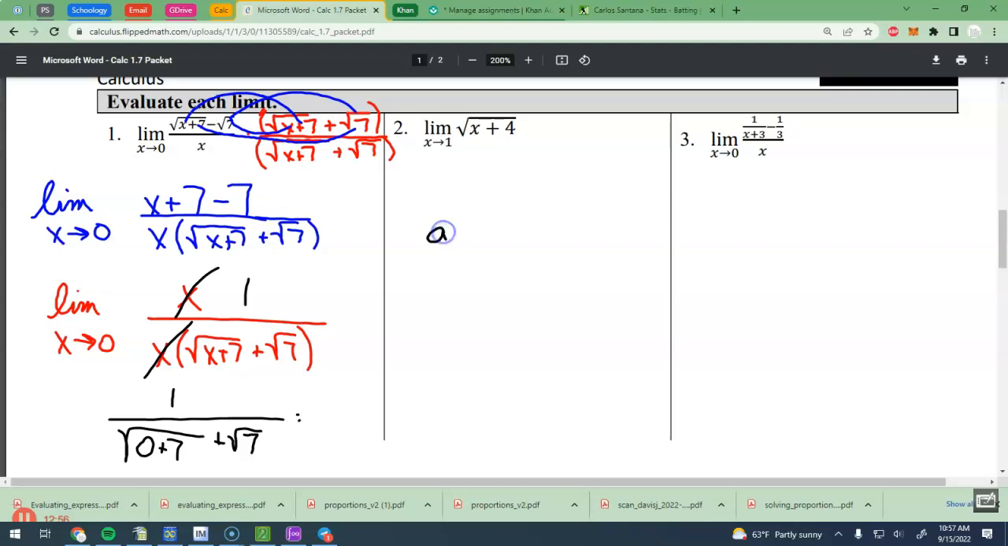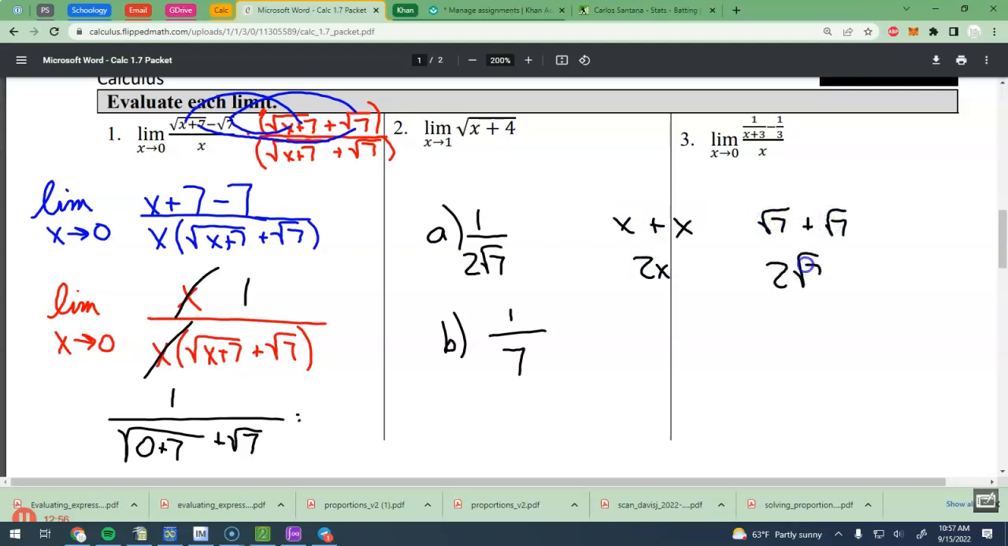So let me just make sure here. Is it A or B? It's A, right? Some people try to, if you multiply root 7 times itself, what's root 7 times root 7? It's 7. But root 7 plus root 7 is just like, if I had x plus x, I get 2x. So root 7 plus root 7 is 2 root 7.